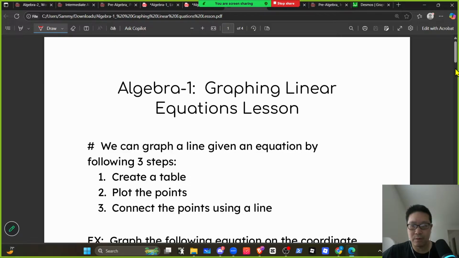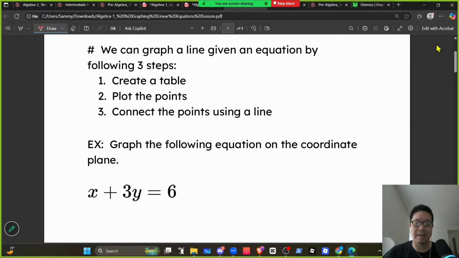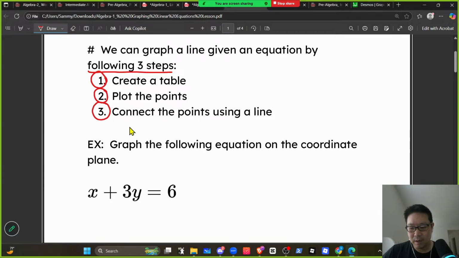Graphing linear equations. So we can graph a line given by an equation by following 3 steps. So first thing you're going to do is create a table. We know how to do that, right? We just went over it. Plot the points. We literally just did that. And all you have to do is connect the points using a line. Okay? Very, very easy stuff. There's a much more efficient way to do this, and that's to use the slope-intercept formula. But that's the next lesson. So we're just going to stick to doing it the old way in this one.